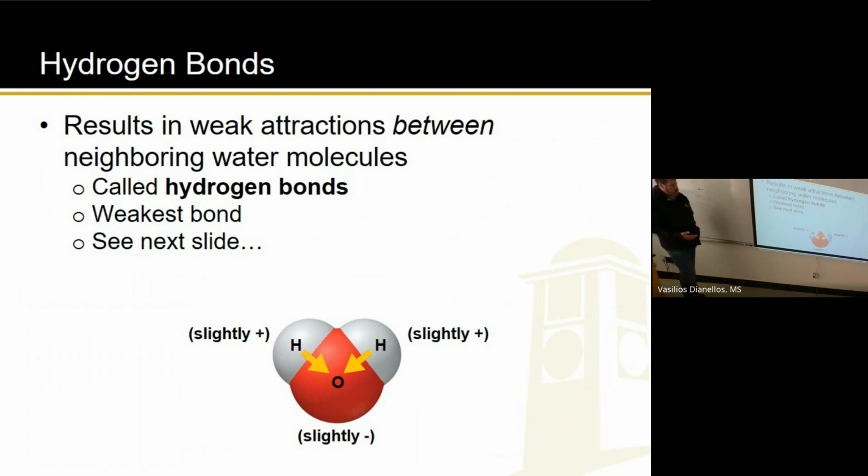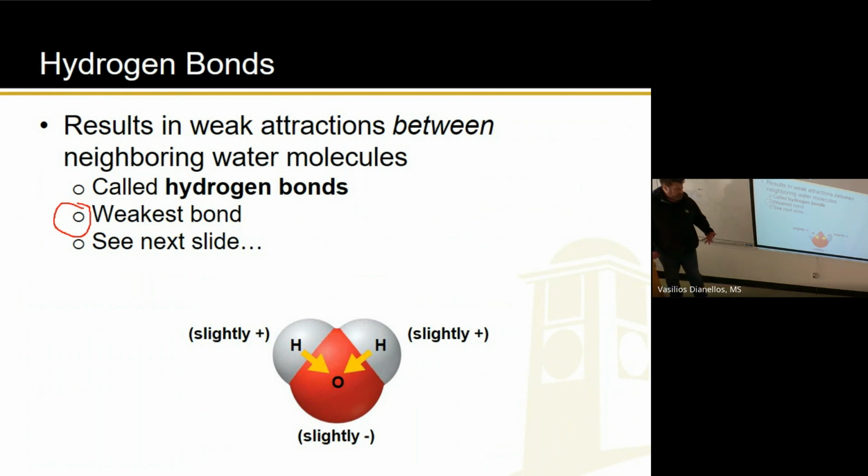And again, like I showed you earlier, because oxygen has so many protons, the electrons like to hang out on that side of it. Therefore, that part of the molecule is slightly negative, and again, the hydrogens are slightly positive. Another thing you definitely need to know for the exam and to understand some concepts later in the semester is that hydrogen bonds are the weakest of the bonds.